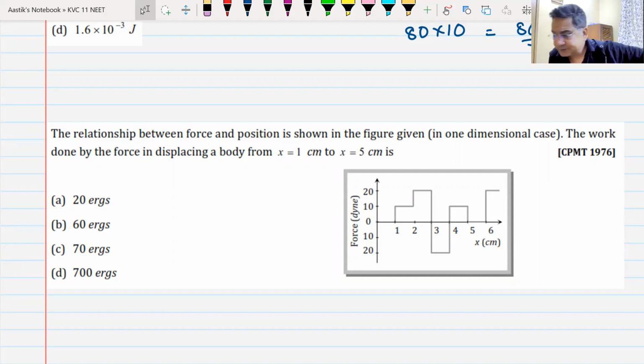Anyone with an answer? I hope you know how to do this. Yes or no? You'll have to find out the areas: this blue area, this green area, this red area, and whatever color this is, this area.